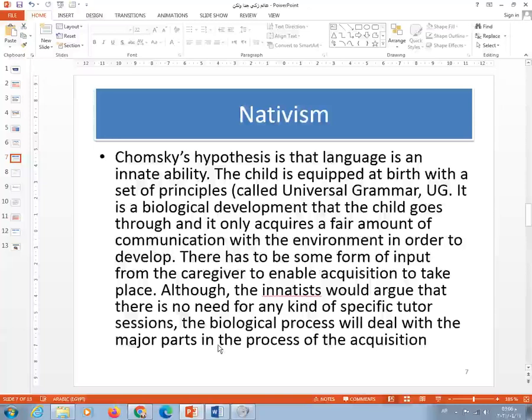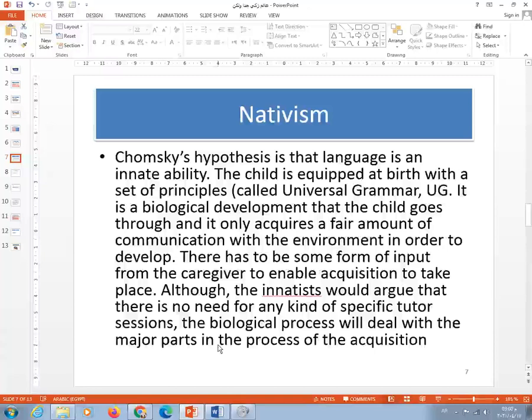So language, according to nativism, is something biological. It's a biological process, and in this field we have a lot of ideas. But let me tell you first what Chomsky says about language and the language faculty. He says that the language faculty is a genetically determined initial state which can be considered a language acquisition device whose main function is to map presented data onto the steady state of knowledge attained. So this initial state is called universal grammar.